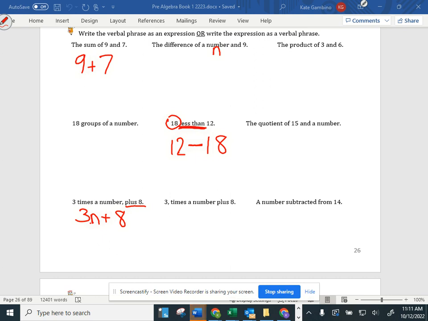Is it the exact same? No, it is not. Look at where our commas are. 3 times the number plus 8. And then we have 3 times the number, plus 8. What do you think that would look like? Because that comma is in a different place. It is a different expression. I'm going to give us a moment to see if we can figure it out. So take a moment and see if you know.